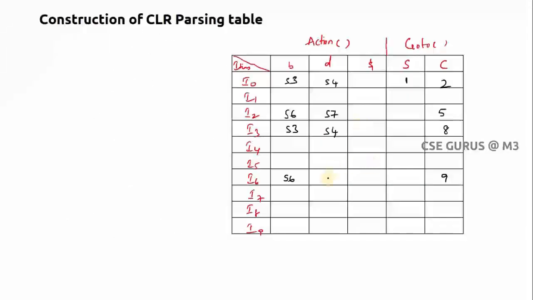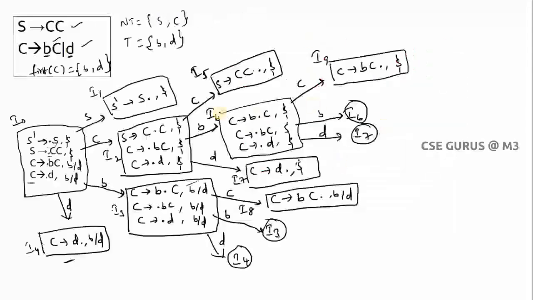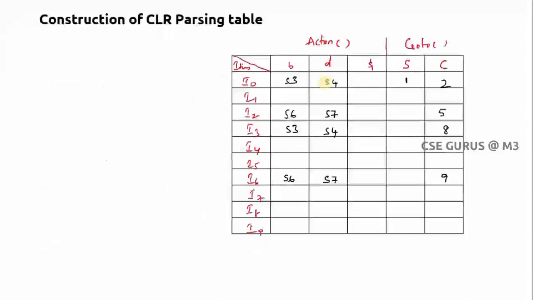I7 means S7. So I am just adding S to these numbers. Whenever it is a terminal, you have to add S. S means shift. So I6 to D is also over. I7, is there any? No. I8? No. And I9? No. So that's why this is over. This is only for shifting.